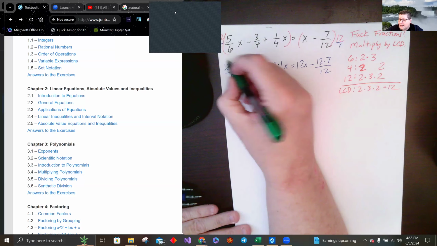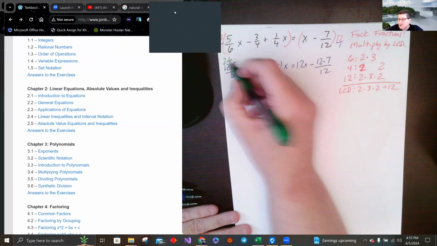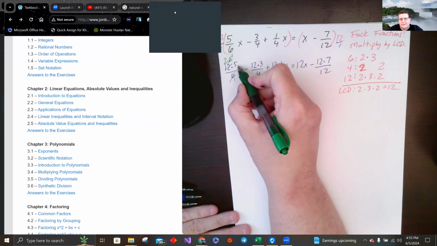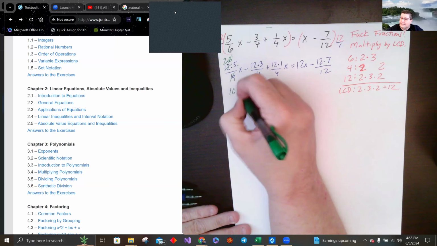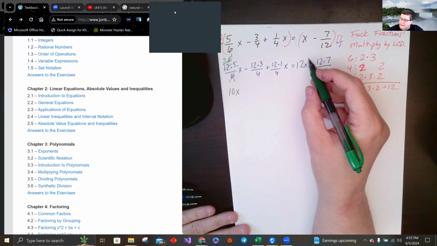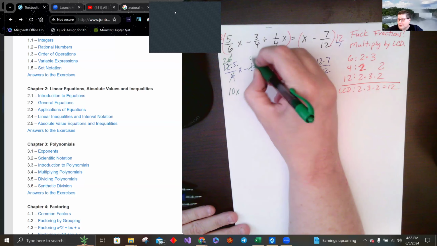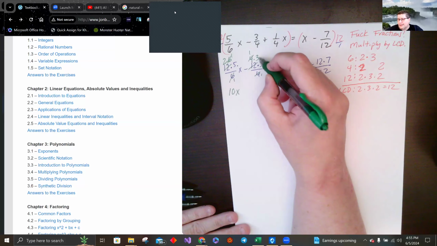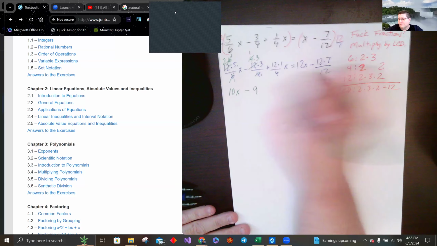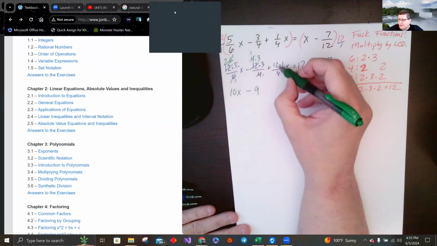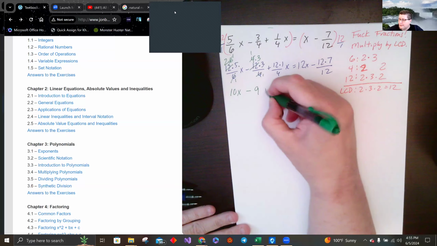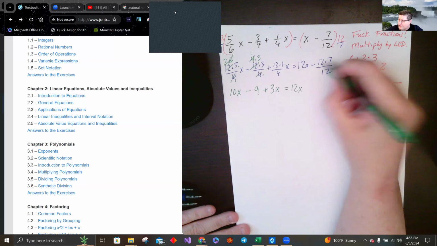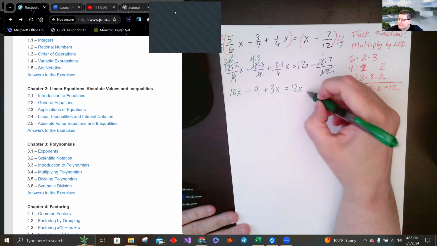12 is 2 times 6. So my 6 is canceled. And I'm left with 2 times 5 is 10. 10x there. Here, 12 is 4 times 3. The 4's cancel. And I'm left with 3 times 3 is 9. This is just 12 divided by 4 is 3. Here the 12's cancel, and I'm left with 7.